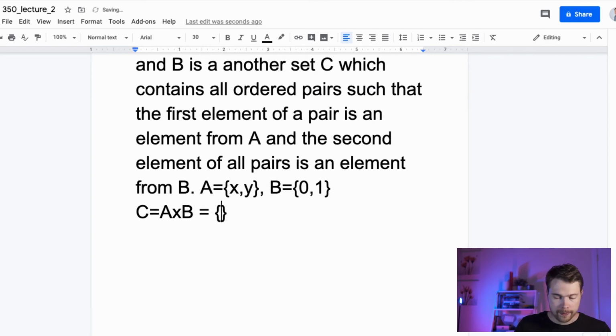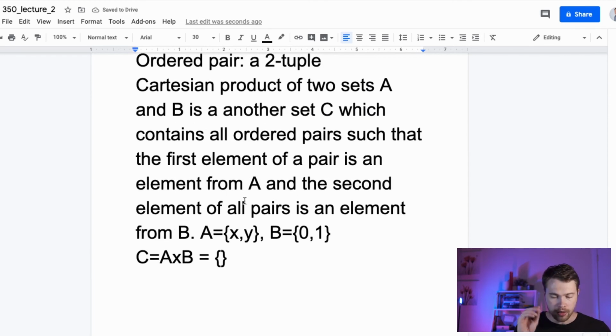It will be, one more time, a set, another set, right? That's why I put 2 curly braces. It's going to be another set which contains ordered pairs. So pairs which are 2-tuples, right? Ordered pair which is a 2-tuple, contained within a set. So basically it's going to look like this. It's going to look like just a bunch of ordered pairs.